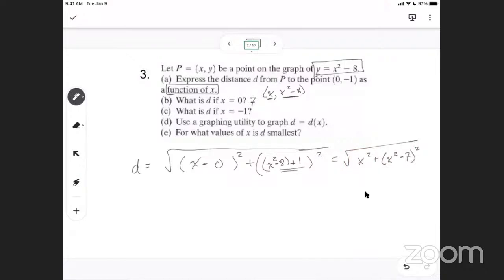What is d if x is -1? So if I plug in -1, I'm going to write d in terms of x, d of x. So d of -1 would just be the square root of -1 squared plus -1 squared minus 7 squared, which equals the square root of 1 plus, that is going to be 1 minus 7, which is -6. So that's going to be 36, right? Which just equals 37, square root of 37.